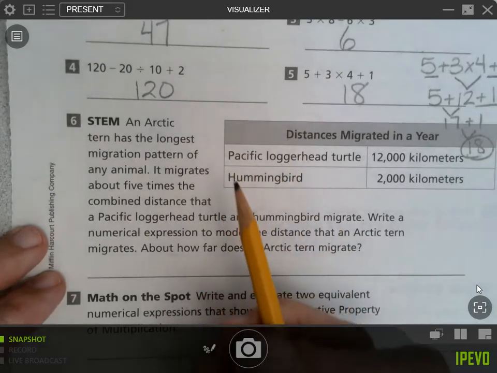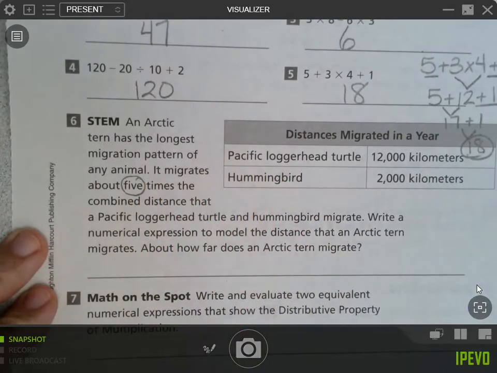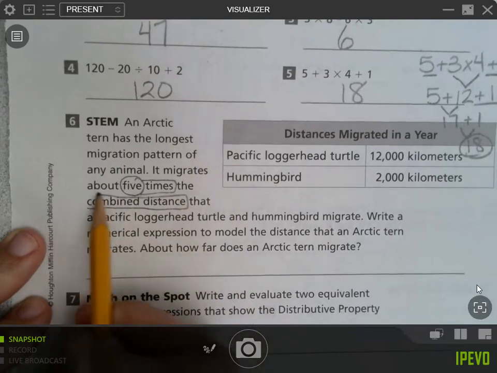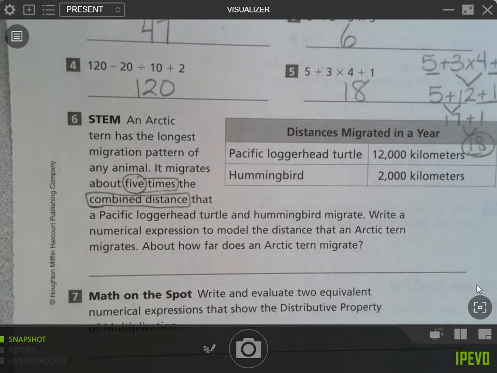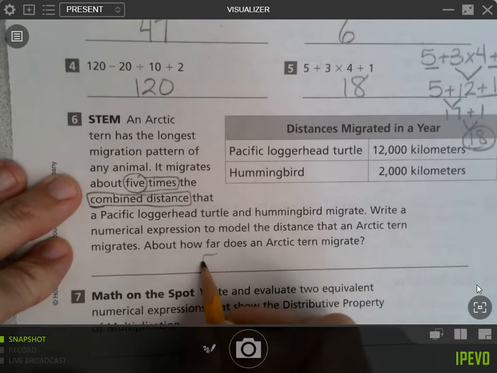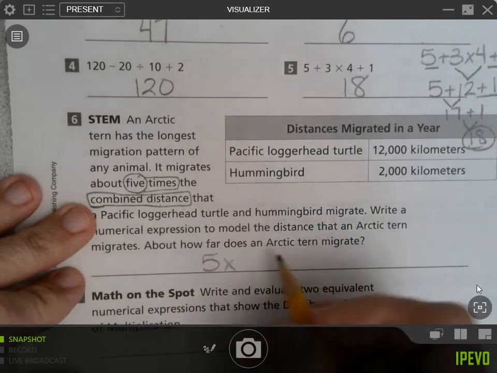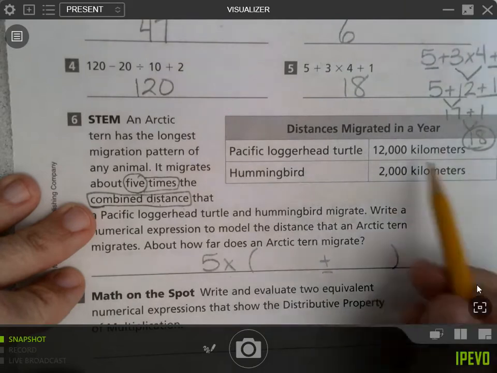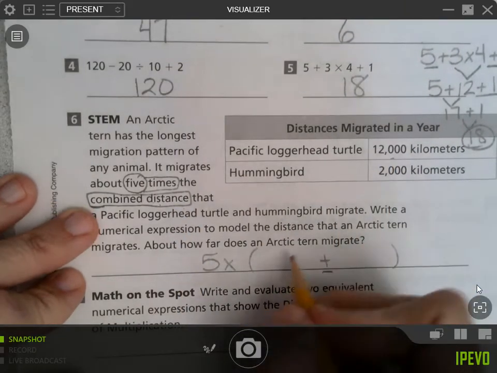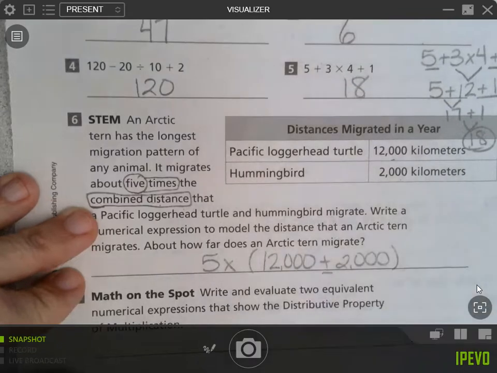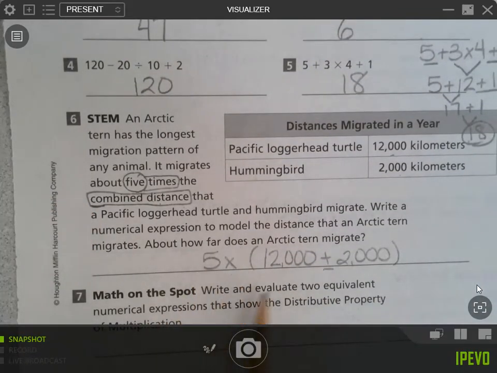So, let's see. I see 5 times, that's going to be important, the combined distance. Combined is a really good clue to a certain operation. All right, so let's see. If the Arctic tern migrates 5 times the combined distance, I need to come up with a combined distance. When I combine, I'm adding. Combined distance of the loggerhead turtle, 12,000 kilometers, and the hummingbird, 2,000 kilometers. So that is my expression that models the distance.